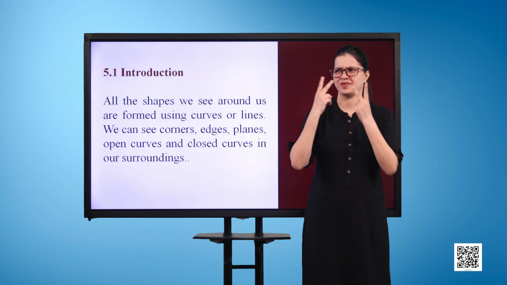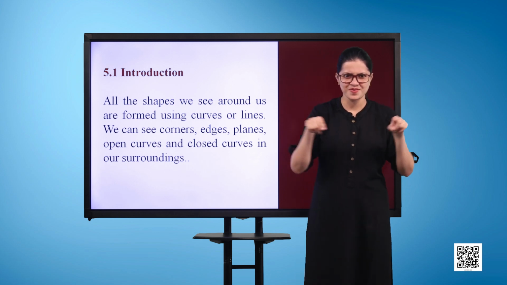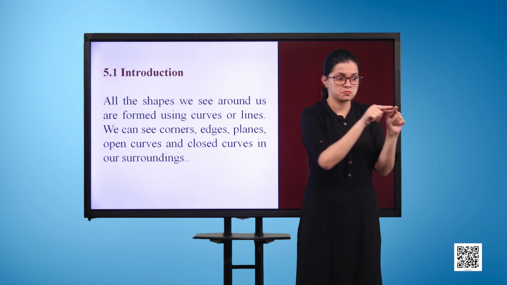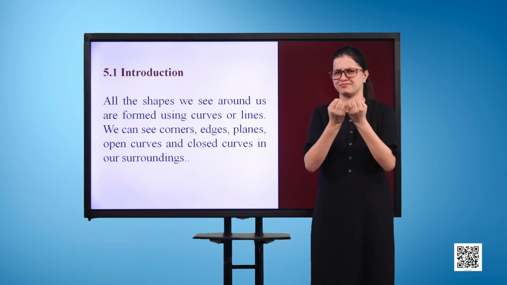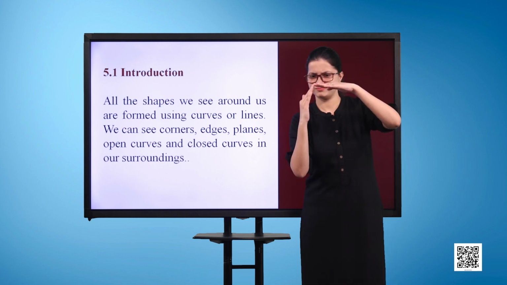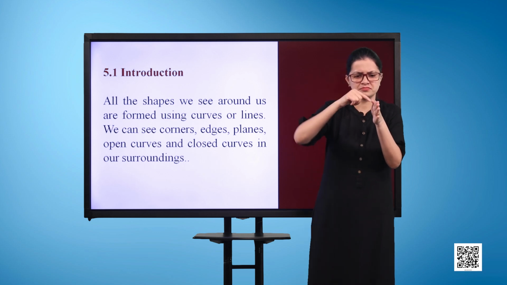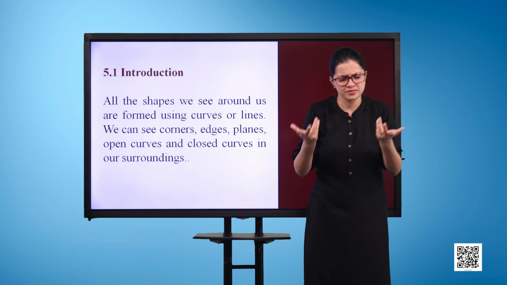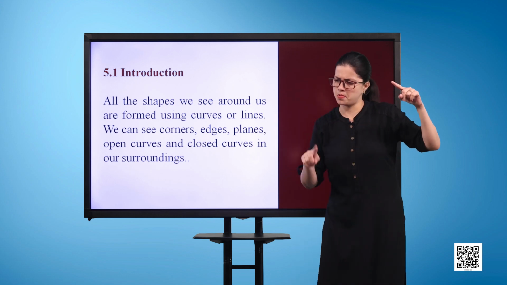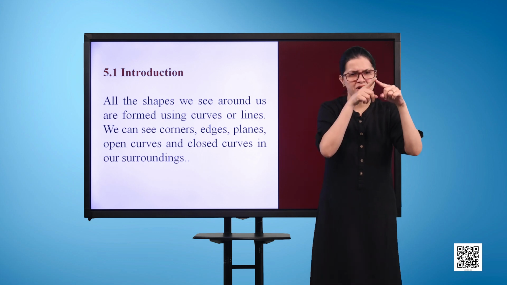All the shapes we see around us are formed using curves or lines. We can see corners, edges, planes, open curves and closed curves in our surroundings.